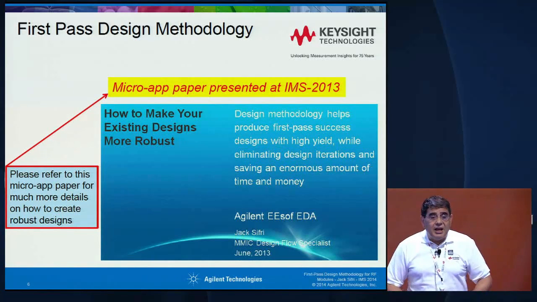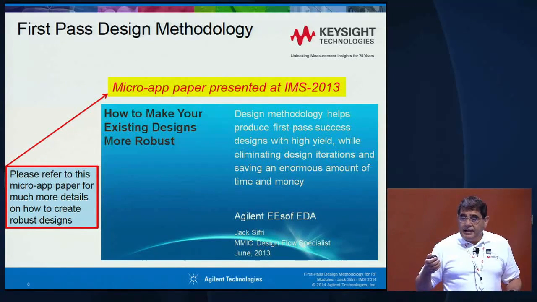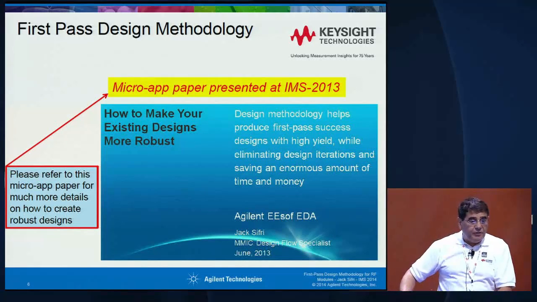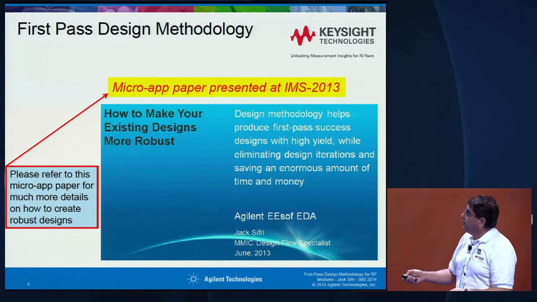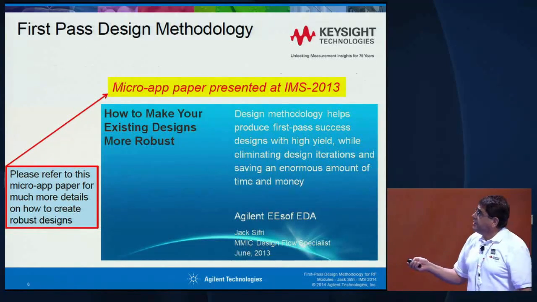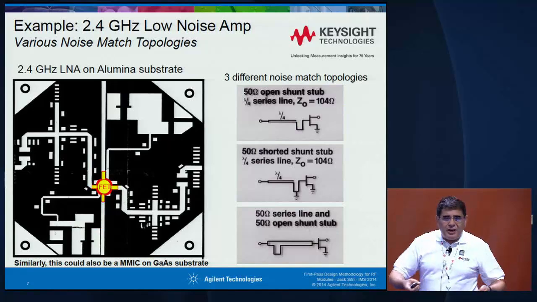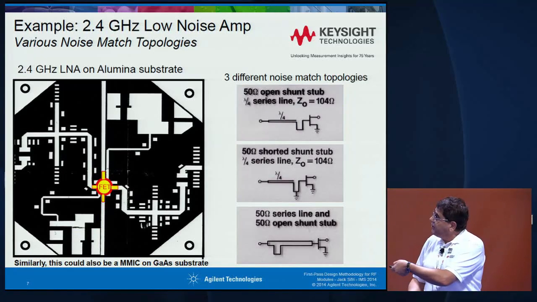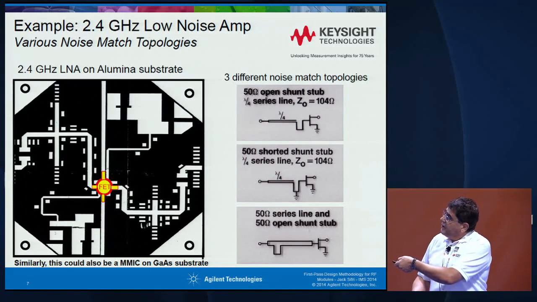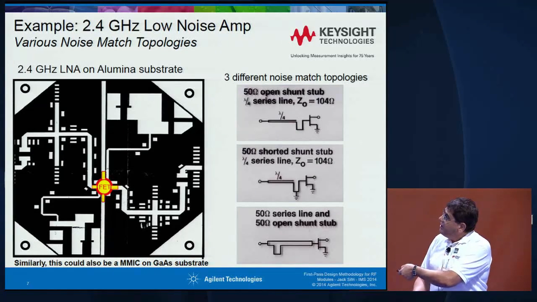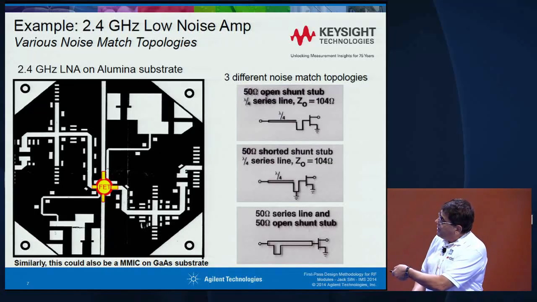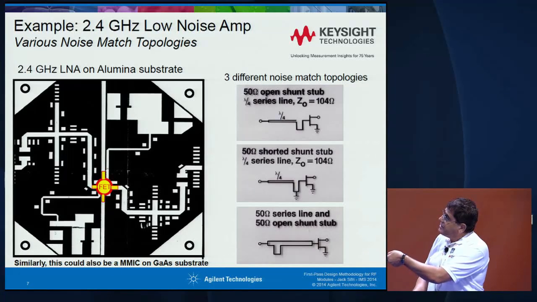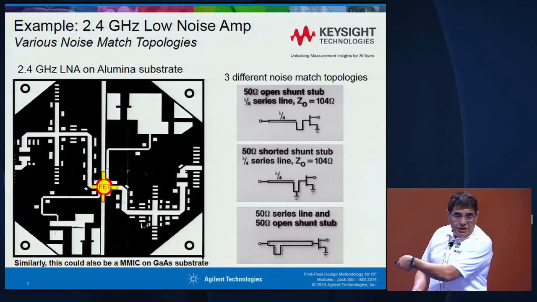I put this slide here just to remind you to take a look at last year's paper, which has a full description of how to go about designing the IC itself to be insensitive. But just to illustrate the concept, I give a simple example of a low noise amplifier with a matching network. In fact, I list here 3 different matching networks, and I'm applying the last one, the third one, series line, open stub. Here's the series line, and here's the open stub topology.